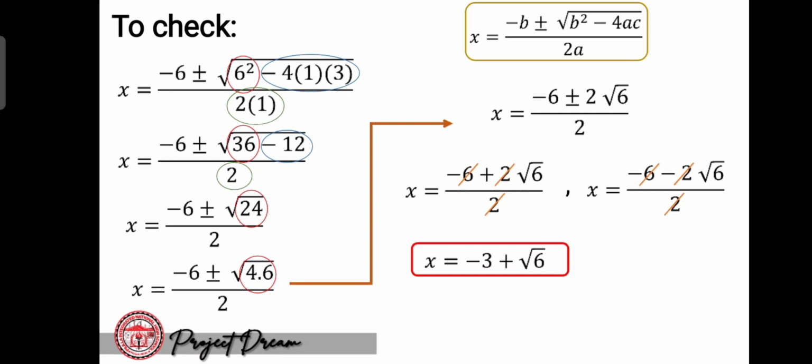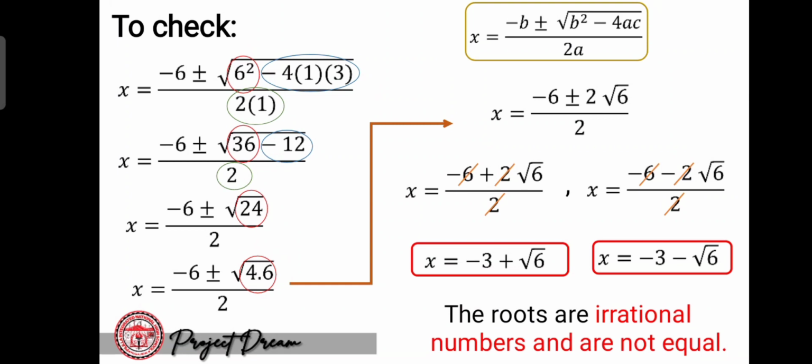How about the other side? So we have x is equal to negative 3 because negative 6 divided by 2 is equal to negative 3, and then negative 2 divided by 2 is equal to negative 1, and then copy square root of 6. The final answer here is x is equal to negative 3 minus square root of 6. So upon checking, we found out that the roots are really irrational numbers and are not equal.